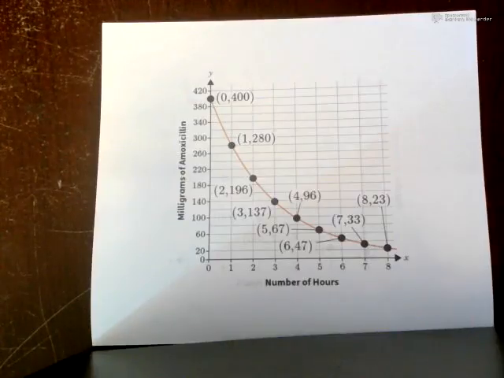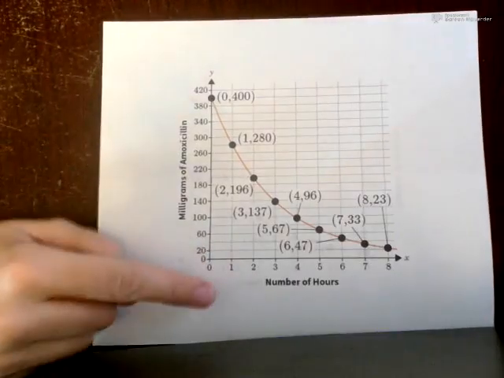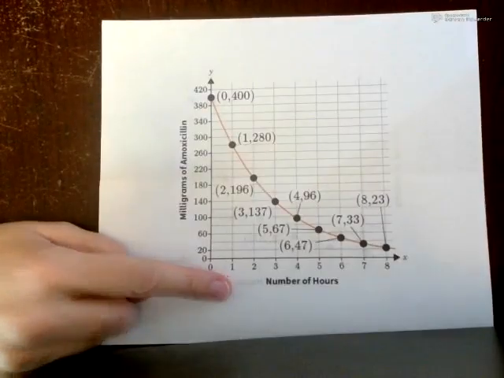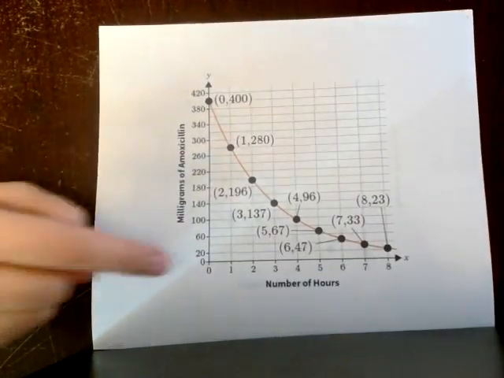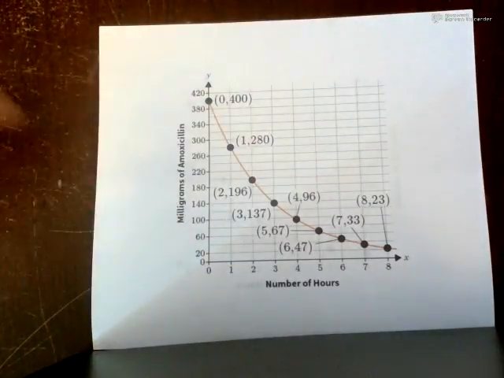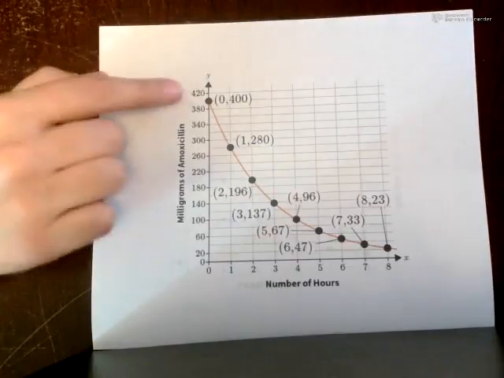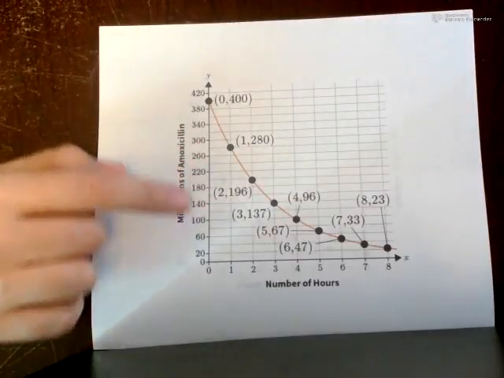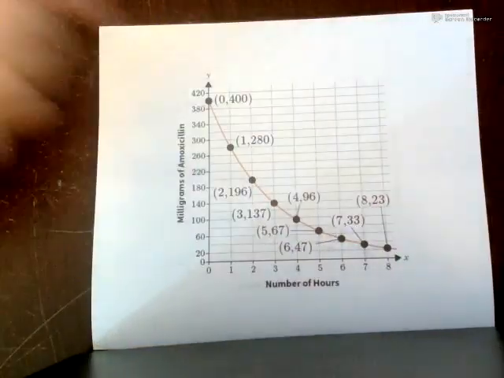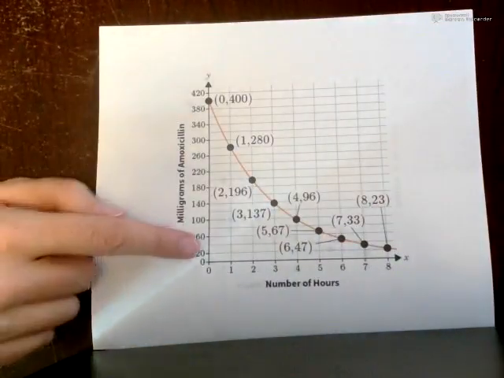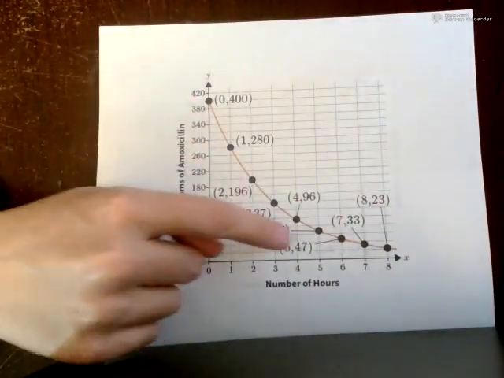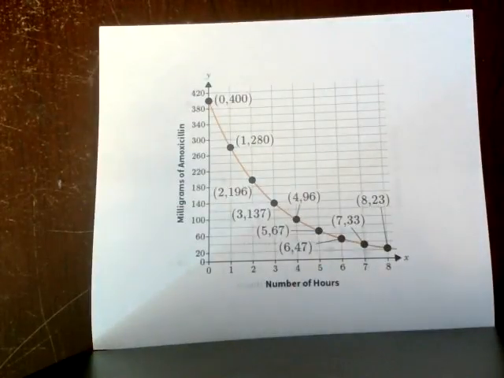Let's look at the key features of this graph. As h increases, m of h decreases. So as this gets bigger, this gets smaller. From left to right, the graph has a steep decline at first. It goes down really quickly at first, and then it almost levels off. So it's fast at first and then slow. Really fast descent, and then it gets slow. Kind of like a slide in a playground.